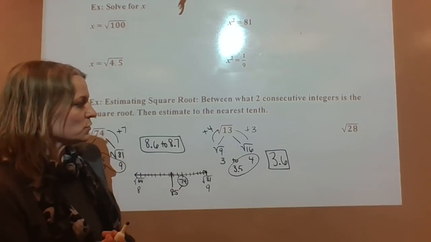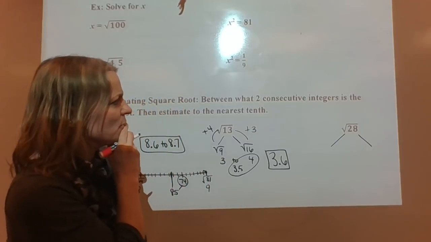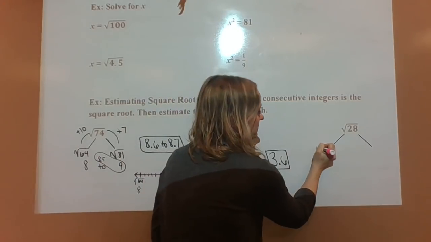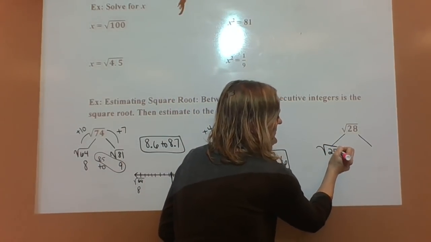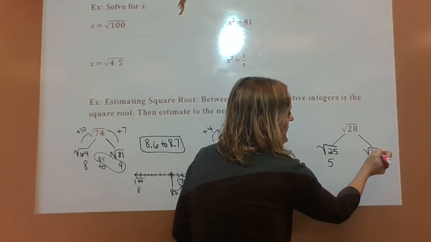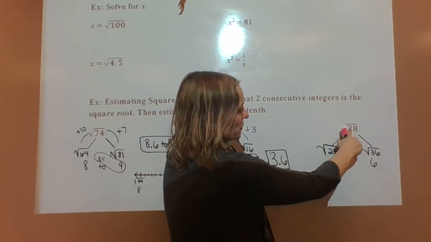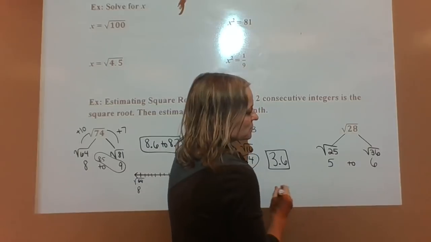All right, so one more, the square root of 28. So if we go to our perfect squares, let's see, the square root of 25 would be the number right below it. The square root of 25 is 5. And then the perfect square right above it would be 36. And the square root of 36 is 6. So we know the square root of 28 is somewhere between 5 and 6, right?